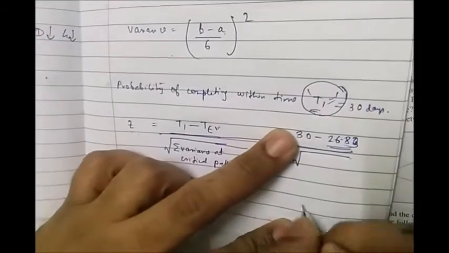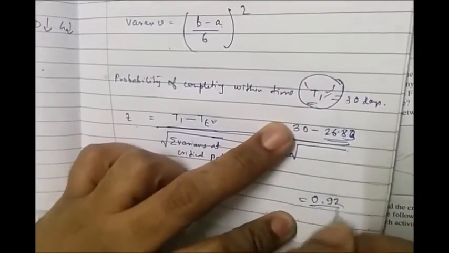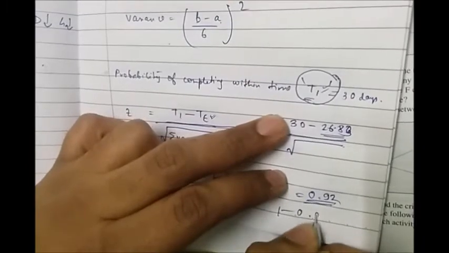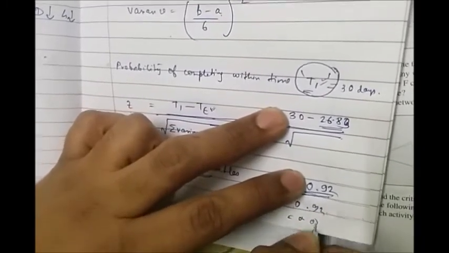So we found out 0.92. The probability of more than 30 days would be 1 minus 0.92, which is nothing but 0.08. So this is your answer. Do not make the silly mistake. Do read the question properly.